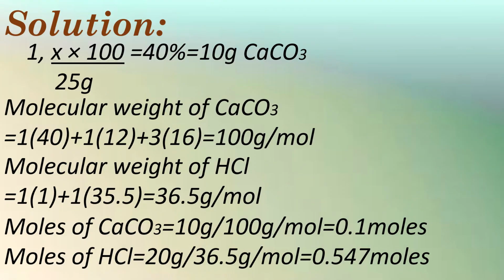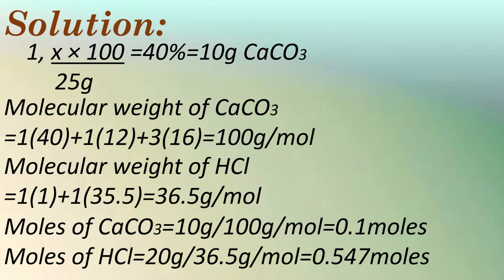Solution. Because there is an impure sample having 25 grams and it is 40% pure, we will apply the formula. X is the amount of pure calcium carbonate, X into 100 divided by 25 gram is equal to 40%. After solving, the amount X is calculated to be 10 grams of calcium carbonate.